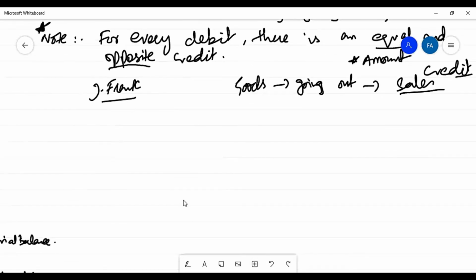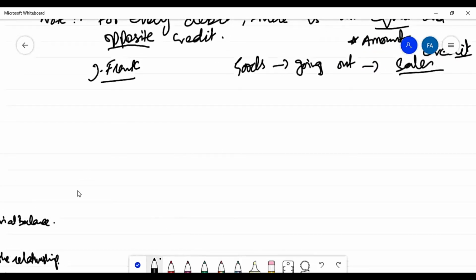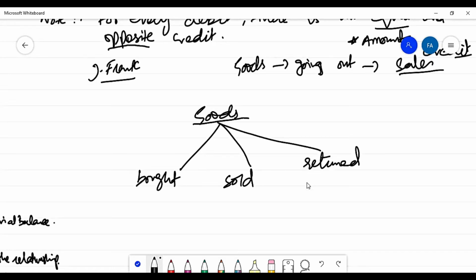There are some terminologies I'll be telling you which are important. There are three things. One is a term which is used as goods. It will be either bought in the transaction, sold in the transaction, or returned in the transaction. If it is returned by us, the logic is that anything going out of the business is credit. So the goods are going out of the business. We are sending the goods to the supplier.